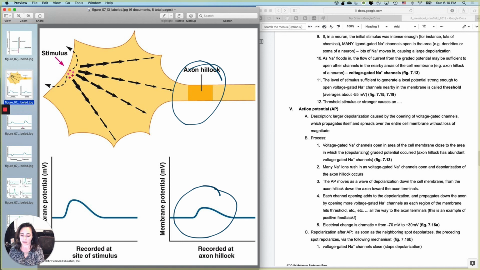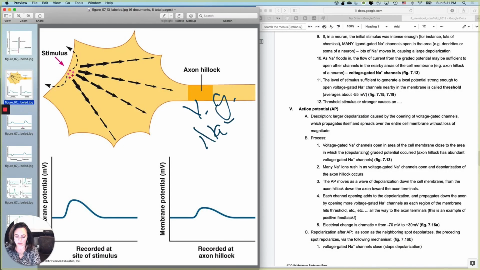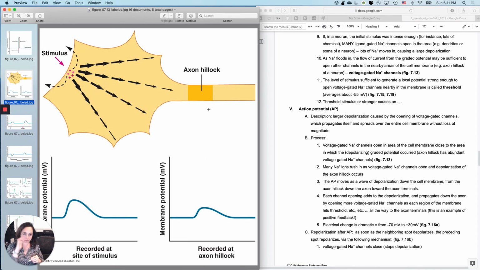The axon hillock is the really important part because it's the first area that you're going to learn that has voltage-gated sodium channels. If the axon hillock gets the voltage-gated sodium channels open, you will get a new type of membrane potential. The magic voltage for the axon hillock is called threshold, and it averages about minus 55. So if you hit threshold or stimulus, you get a new kind of channel involved.